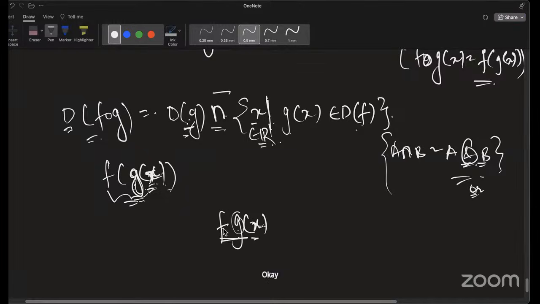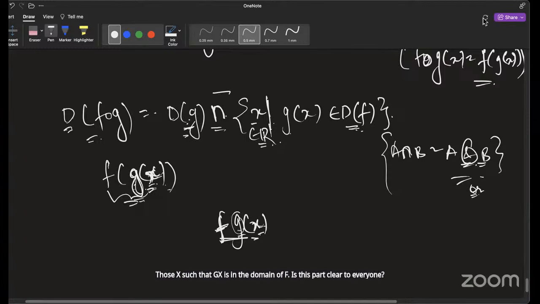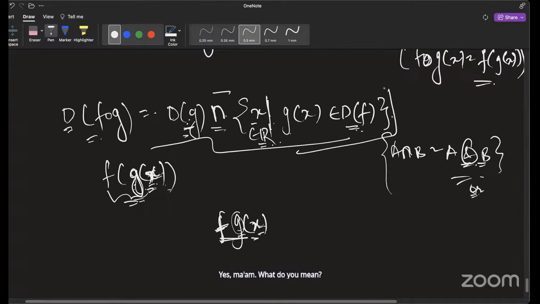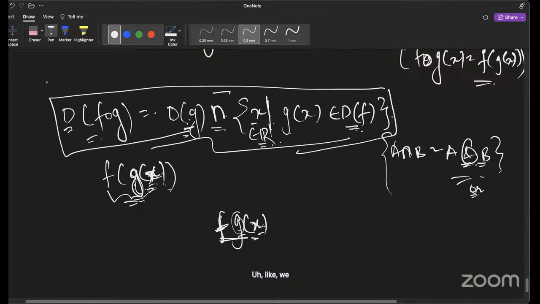Okay. And then the next one is this. First you make sure that you can apply G to X. So it's the collection of all the X such that you can apply G to those X, and then those X such that GX is in the domain of F. Is this part clear to everyone? This is the conclusion, this is the formula. Like we need some examples. Yeah, we'll do examples, but first, because I'll be using this in examples.